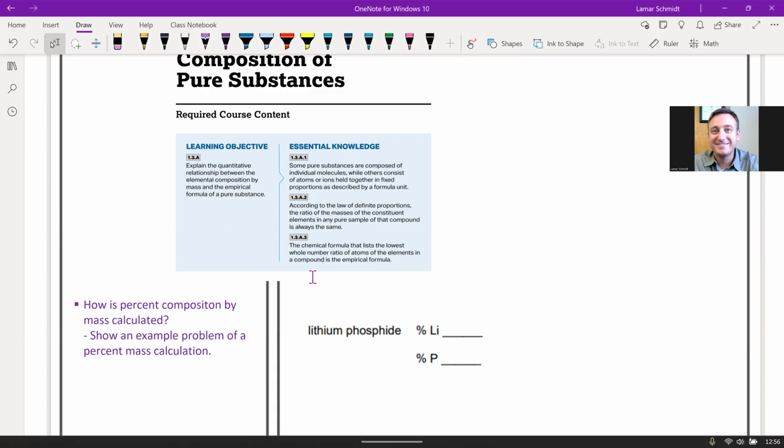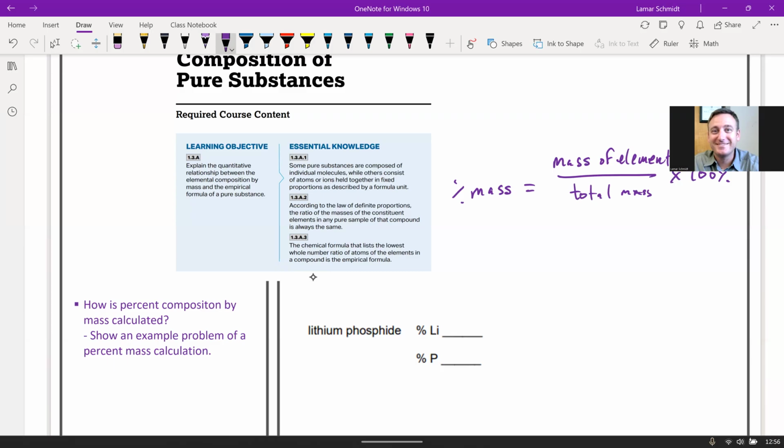We look at percent composition by mass, and so it says to show an example problem of percent mass calculation. So when we get percent mass, what we're actually doing is we're taking, so let's say percent mass, we're going to say mass of element over total mass times 100%. That's how we get that. All right. So that's going to be our formula.